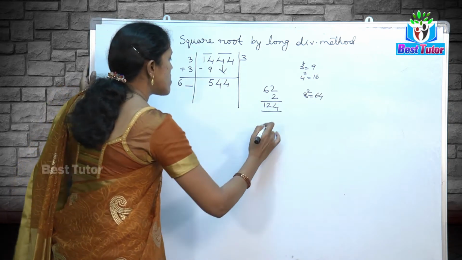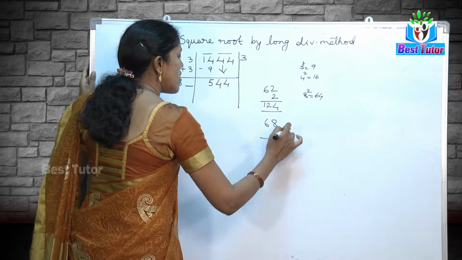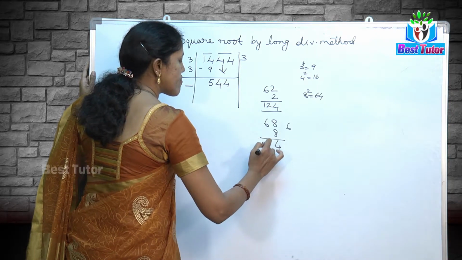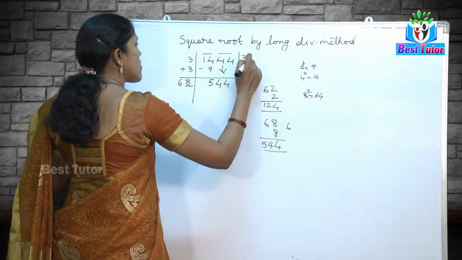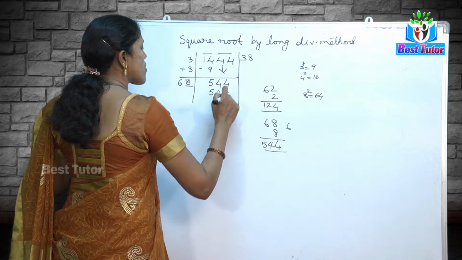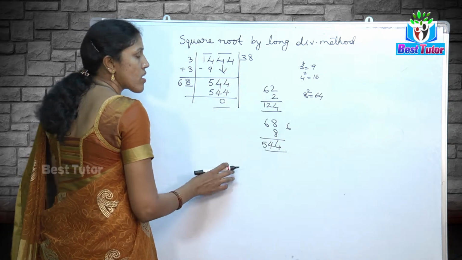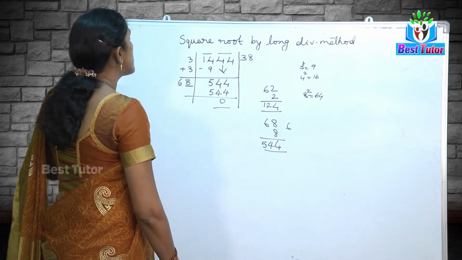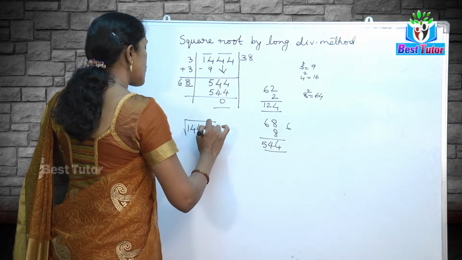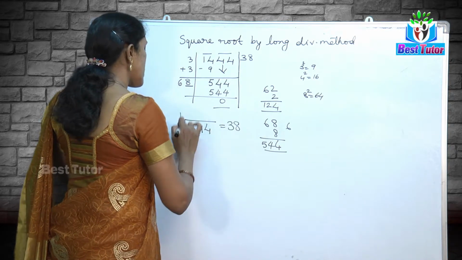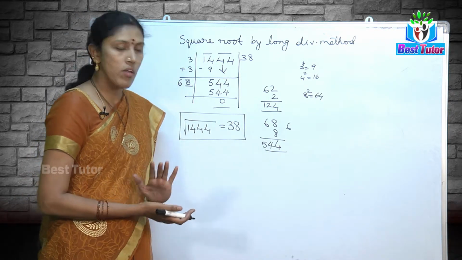So let us try with 68 into 8. 8 8s are 64. 8 6s are 48 plus 6 is 54, right. So that was a good choice. 68 into 8 is going to be 544. Instead of doing all the digits, this guesswork will help us a lot in saving time. So we have got the square root of 1444 as 38. This is the procedure of the long division method to find the square root of perfect squares.